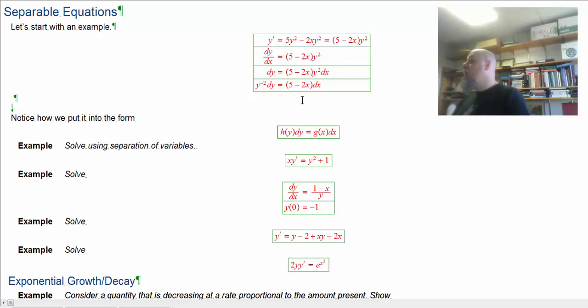Alright, now I've divided both sides by the y squared. That's why it's important to be able to factor the y prime into a piece that's dx and a piece that's dy. Notice how I've got it into this form: some function of y's, h of y times dy, equals some function of x, g of x, times dx.